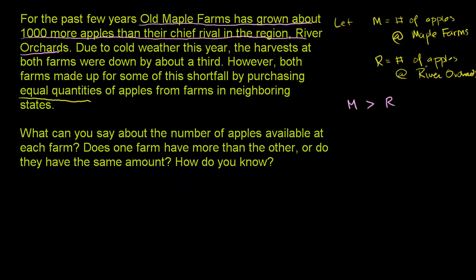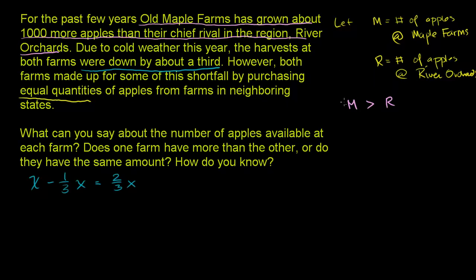Now, due to cold weather this year, so let's talk about this year now, the harvests at both farms were down about a third. So that is a normal year. In this year, each of these characters is going to be down by a third. Now, going down by a third is the same thing as being 2/3 of what I was before. For example, if I'm at x and I take away 1/3 x, I'm left with 2/3 x. So going down by a third is the same thing as multiplying the quantity by 2/3.